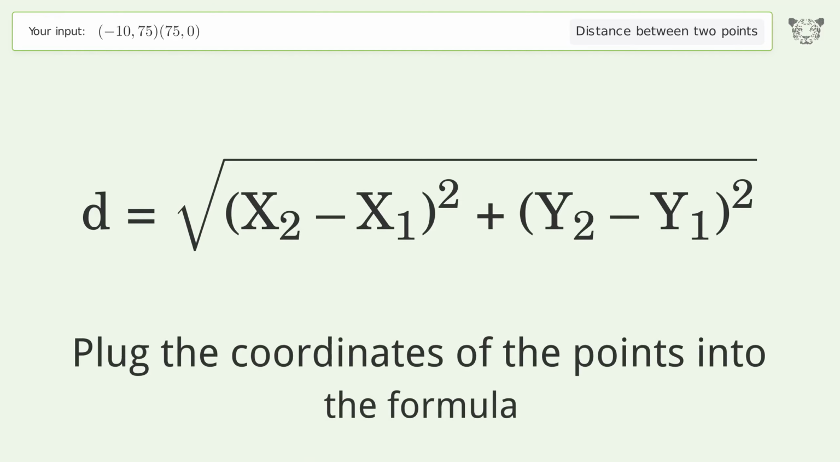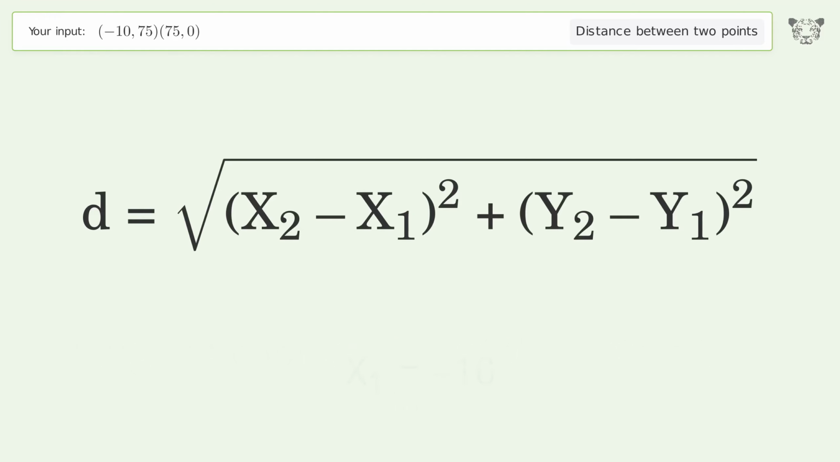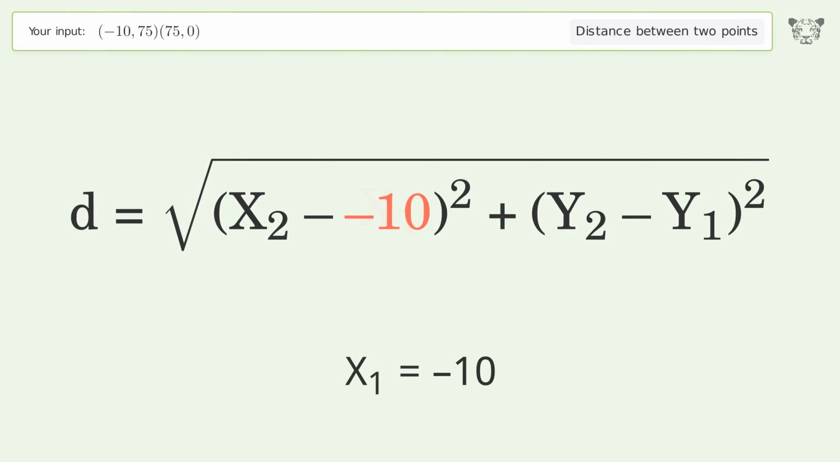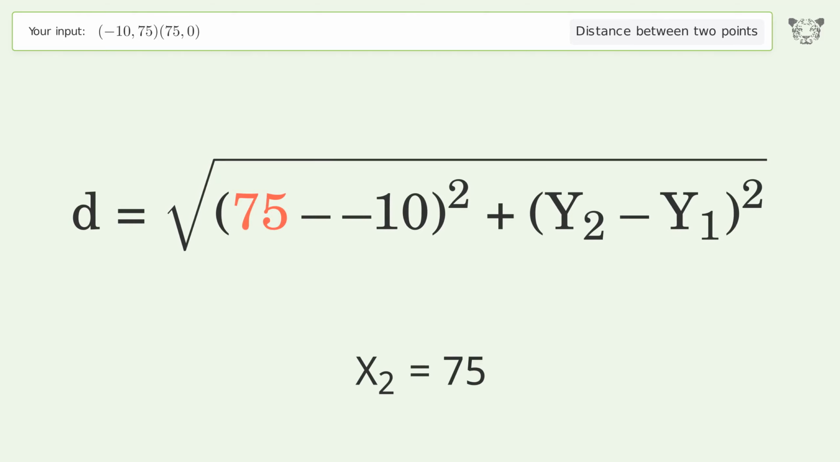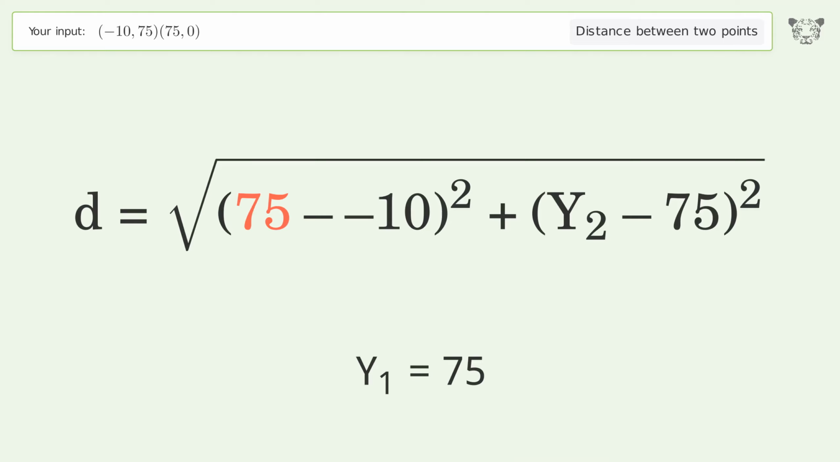Plug the coordinates of the points into the formula. x1 equals -10. x2 equals 75. y1 equals 75. y2 equals 0.